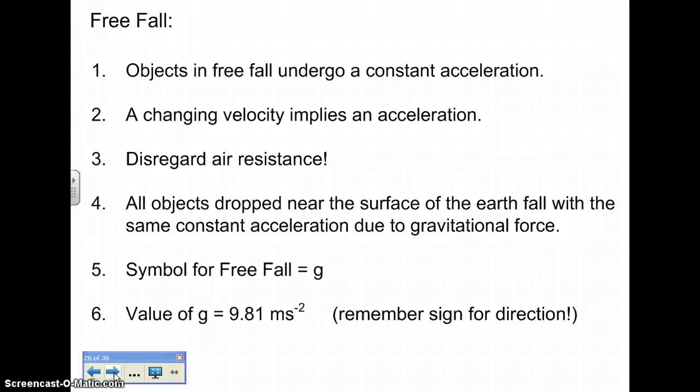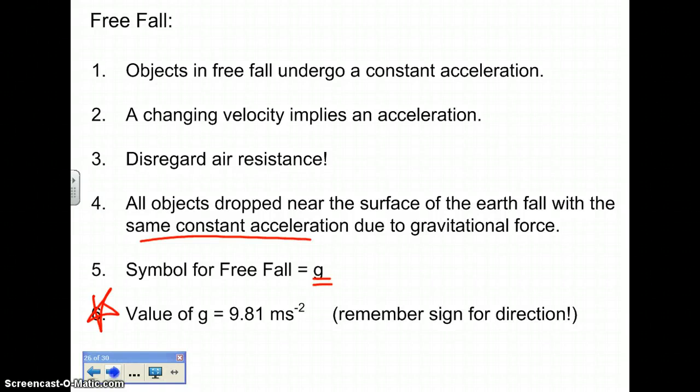All objects dropped near the surface of the earth fall with the same constant acceleration that is given the symbol g. It is not gravity. It is acceleration due to gravity. It is free fall. It is not g as in gravity equals. Gravity is a force, not an acceleration. So please don't say gravity of 9.81. No such thing, guys. Okay?